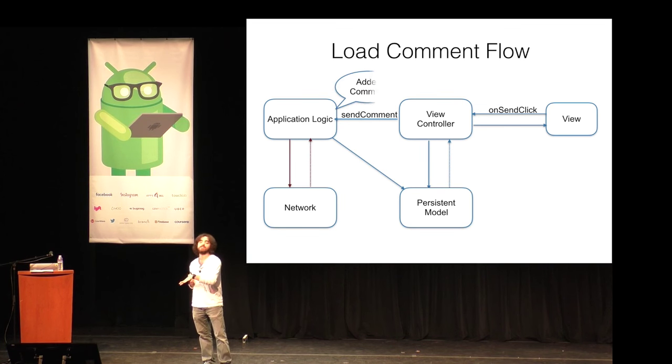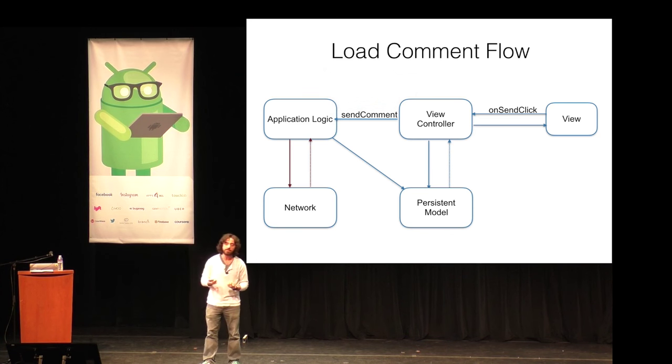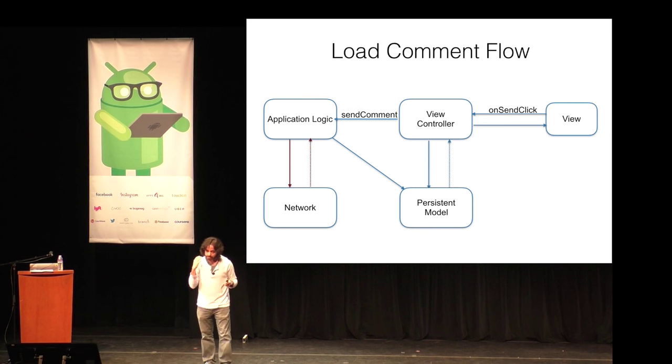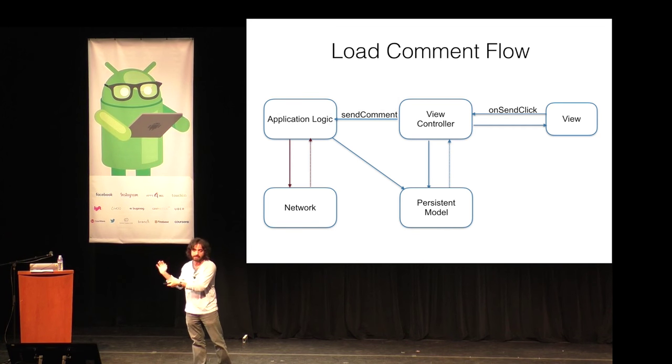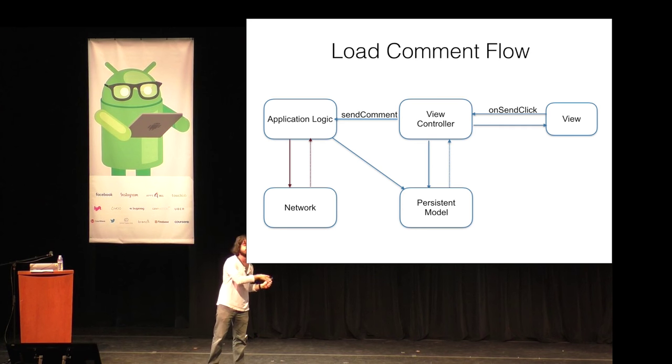And when it saves it to disk, it dispatches an event. And then your view knows, oops, there's some new data. This is important: the view didn't just go and add that comment into your list adapter. It only told the application, hey, I have some new data. And then the application saves it to the disk and sends the event.